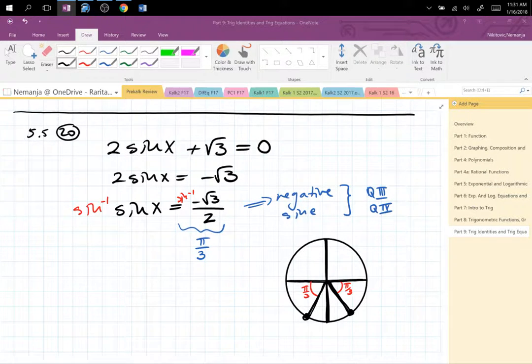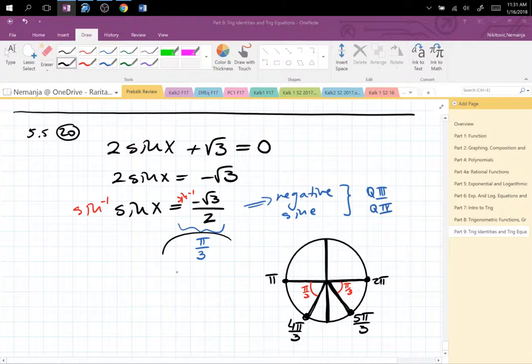Now the actual answers you are getting are 4 pi over 3, because remember, this is pi, and pi is 3 pi over 3, so this is the next one. And then 5 pi over 3 is the next one. And then 2 pi on this side is 6 pi over 3. So 3, 4, 5, 6. They fit. The red ones are reference angles, which we get from the chart of values where the sine is connected to root 3 over 2 and the 60 degrees or pi over 3.